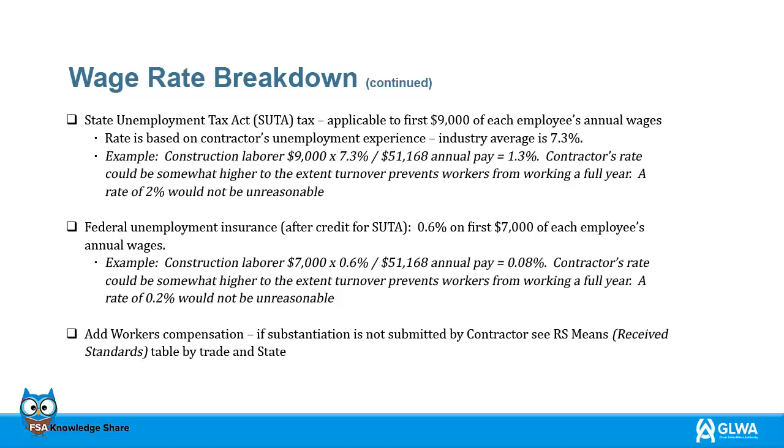Federal unemployment insurance, after credit for SUTA, 0.6% on first $7,000 of each employee's annual wages. Example, construction laborer $7,000 times 0.6% divided by $51,168 annual pay equals 0.08%. Contractor's rate could be somewhat higher to the extent turnover prevents workers from working a full year. A rate of 0.2% would not be unreasonable.